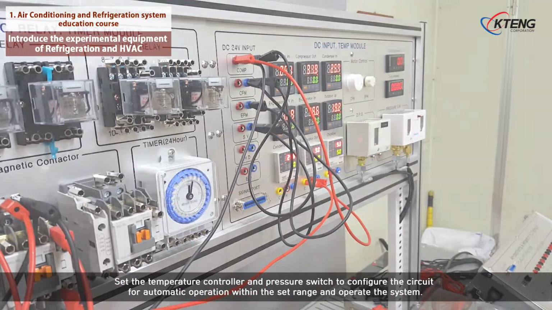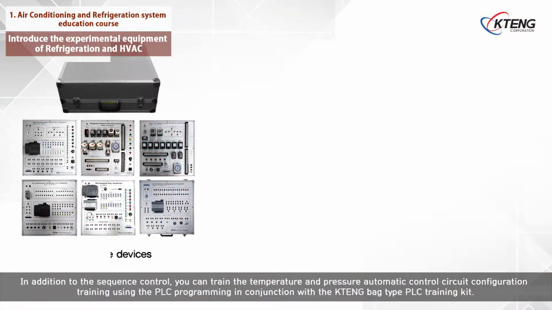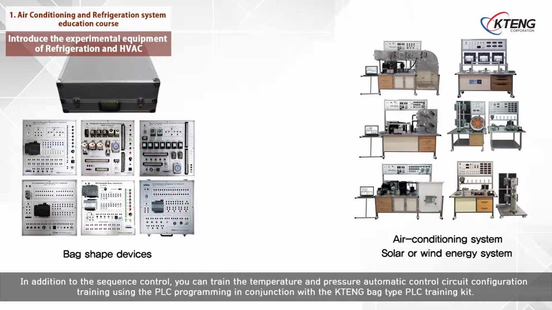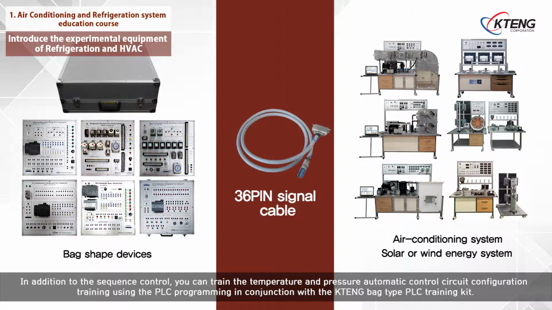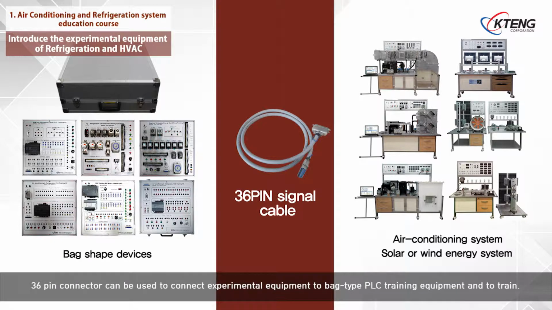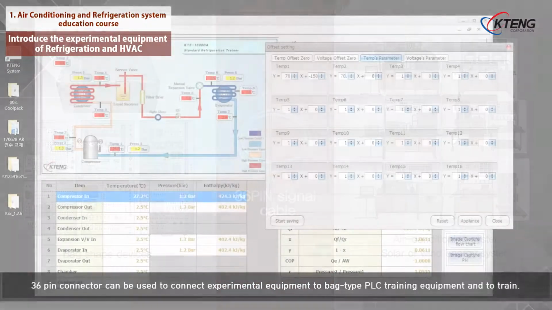the system. In addition to the sequence control, you can train the temperature and pressure automatic control circuit configuration training using the PLC programming in conjunction with the KTENG bag-type PLC training kit. A 36-pin connector can be used to connect experimental equipment to bag-type PLC training equipment and to train.